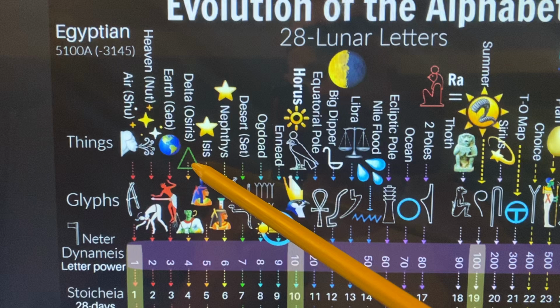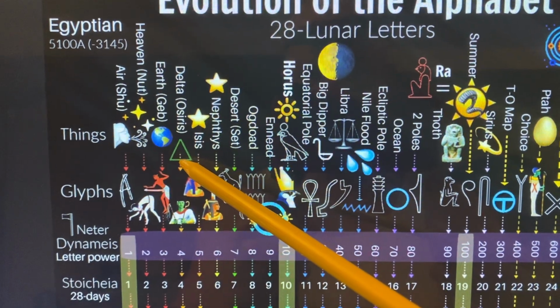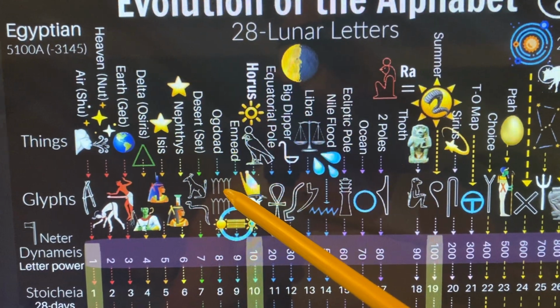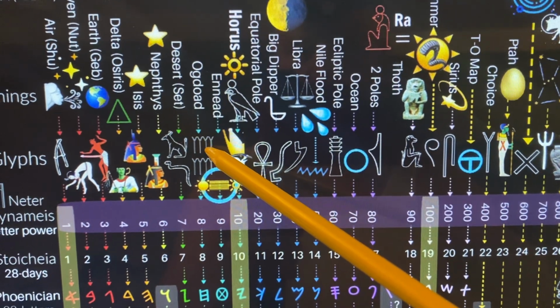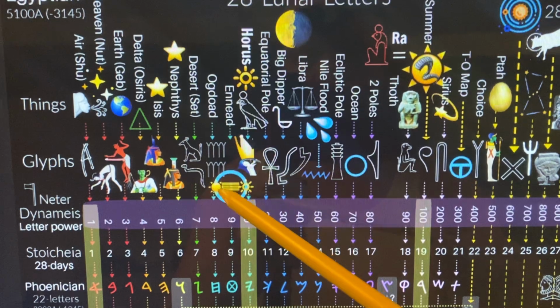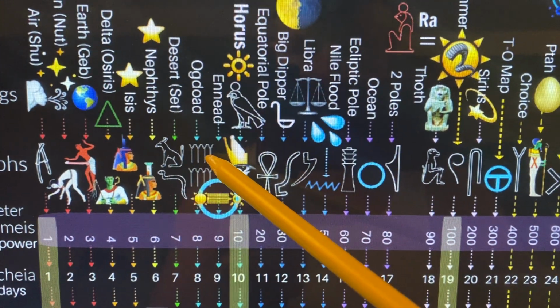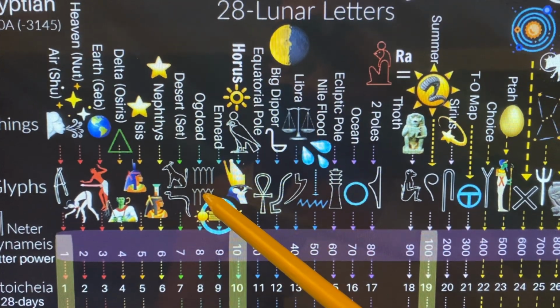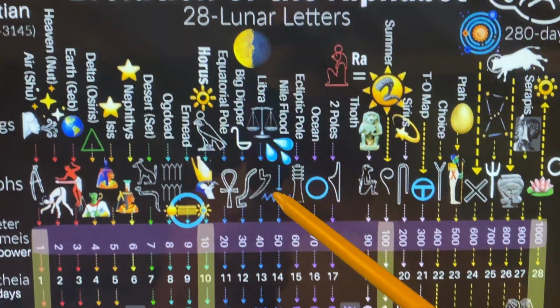I don't know where letter D came from, the delta. I then believed that the letter H came from 8 shoe pillars, which is incorrect. I didn't know where letter N came from.